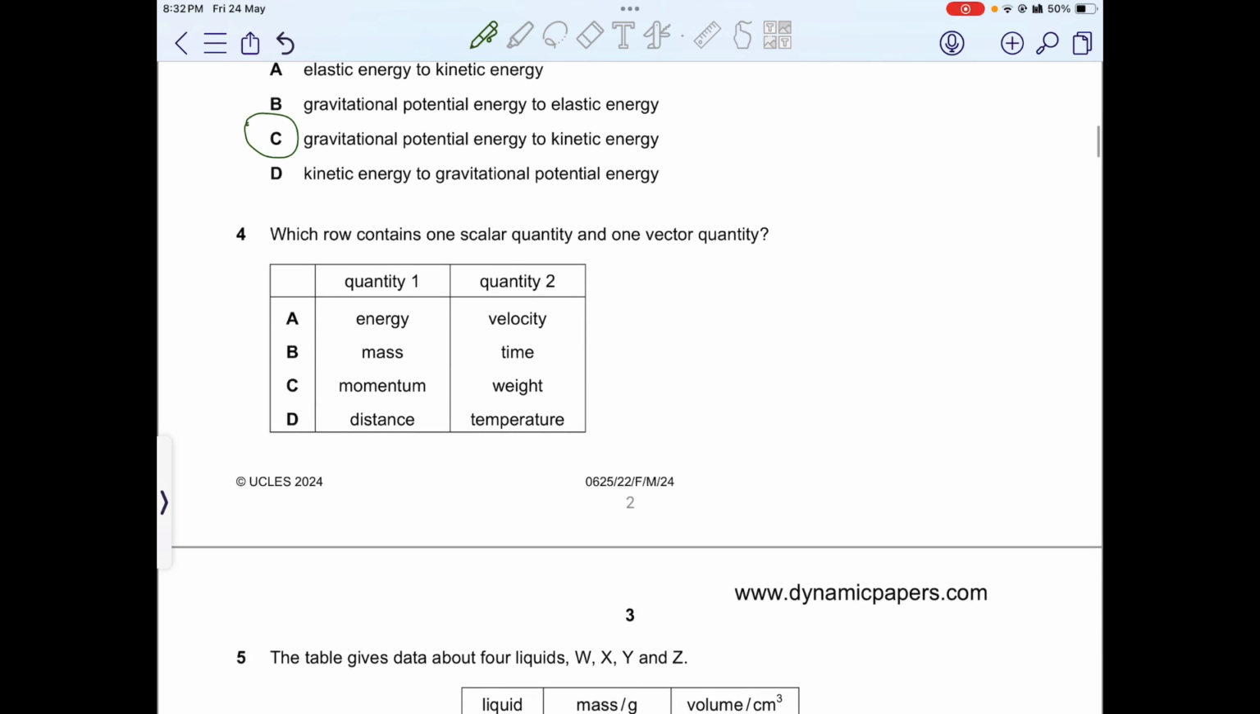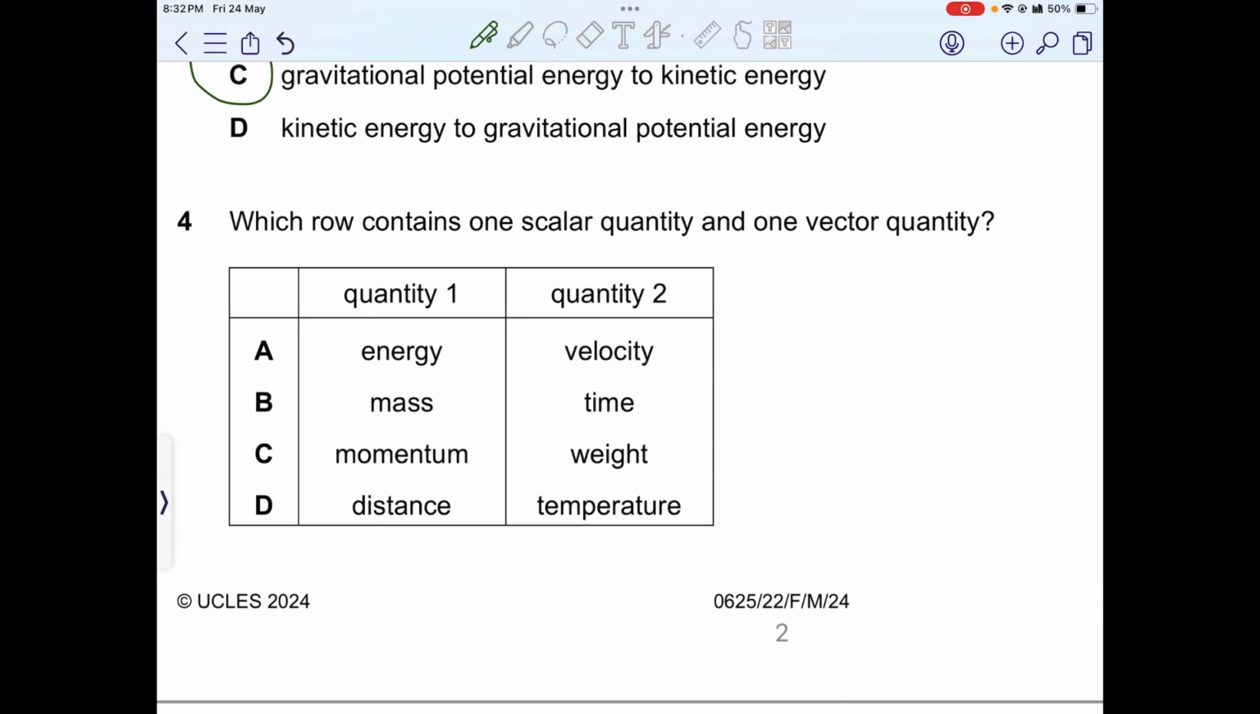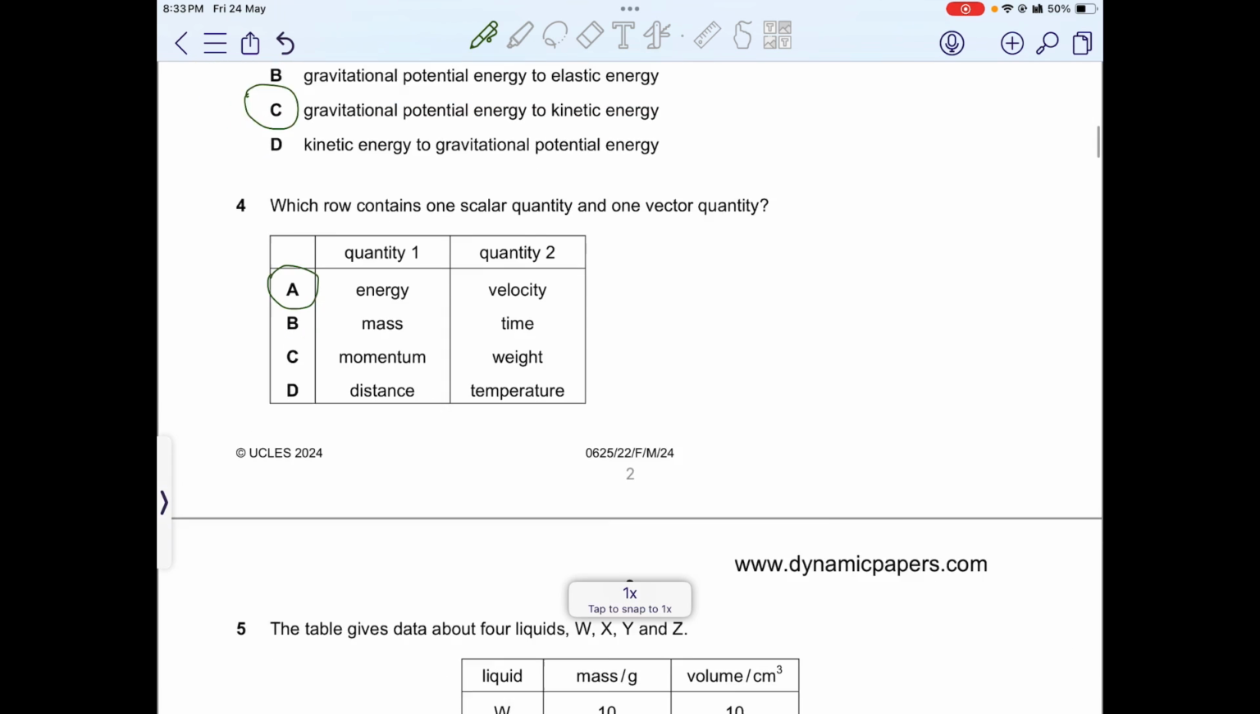Which row contains one scalar quantity and one vector quantity? Scalar quantities only contain magnitude, whereas vector quantities contain a magnitude and a direction. For option A, quantity 1 is energy, which is a scalar quantity, and quantity 2 is velocity, which is a vector quantity. So we can be sure of this. For the rest of them, mass and time both are scalar, momentum and weight both are vector, and distance and temperature both are scalar. So the other options are not suitable.